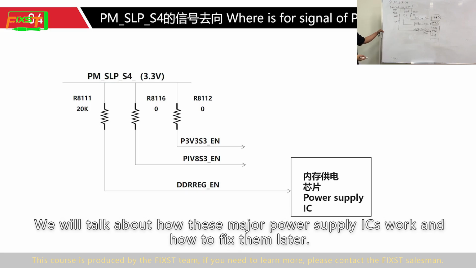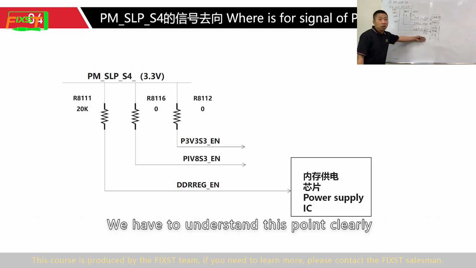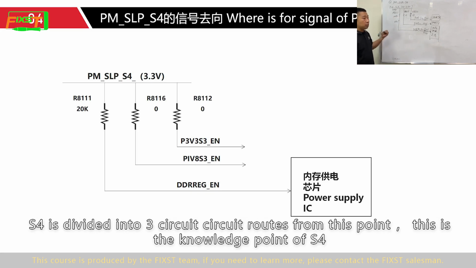We will talk about how this major power supply IC works and how to fix them later. Our main purpose today is to talk about the logical relationship between S4, S5, and S3 and what things they control. We have to understand this point clearly. S4 is divided into 3 circuit rows from this point. This is the knowledge point of S4.